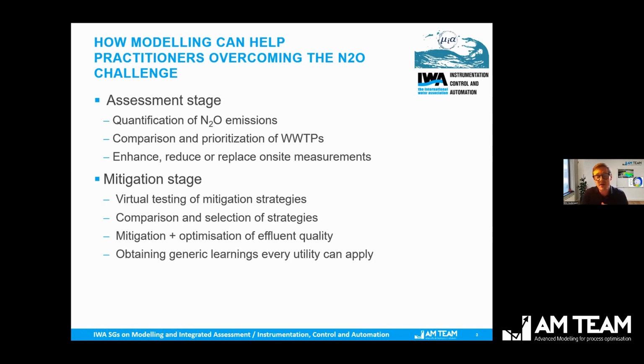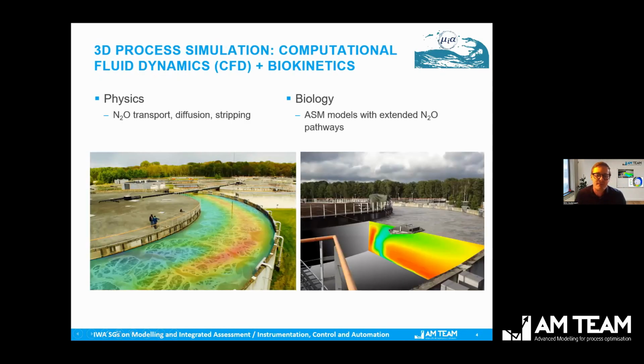With the new framework directive, and especially 2027, it is a key moment. So utilities might want to mitigate N2O, but only under the condition that they don't lose or even improve effluent quality. And this is really, really a challenge that should not be underestimated. In the end, models probably can also help to develop the generic learnings every utility can apply, because this is currently a bit lacking.